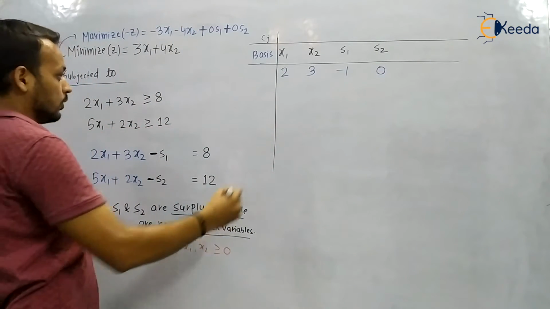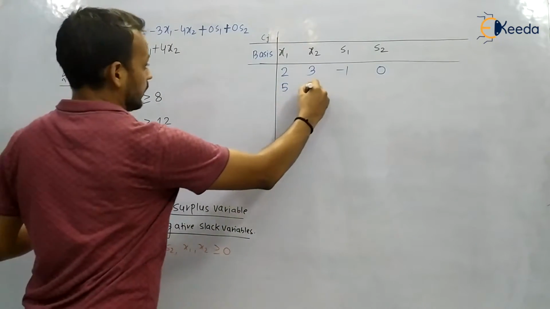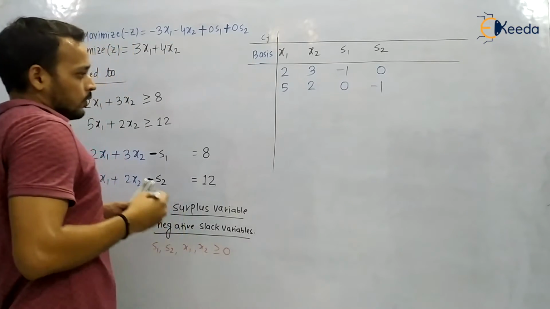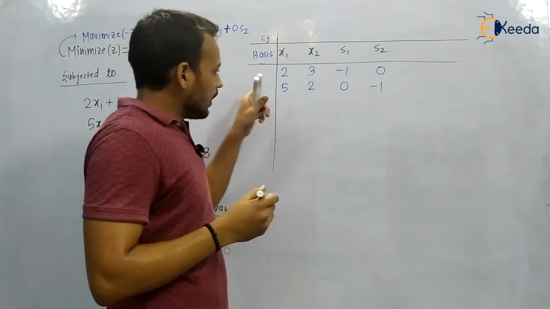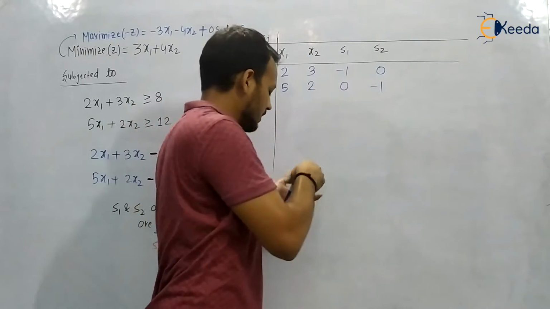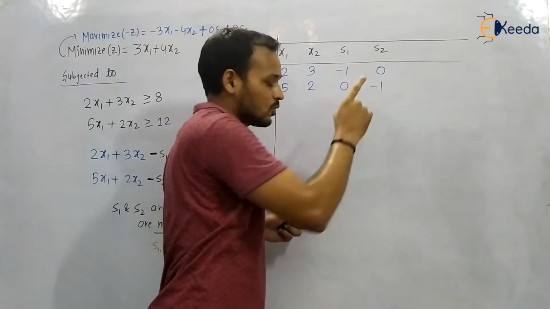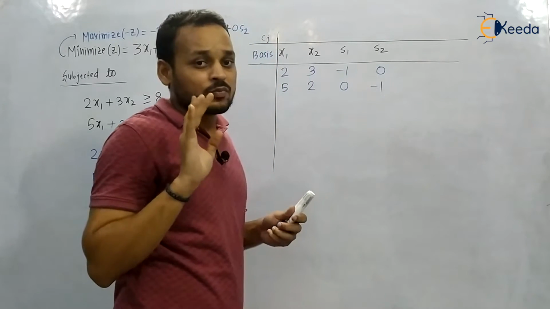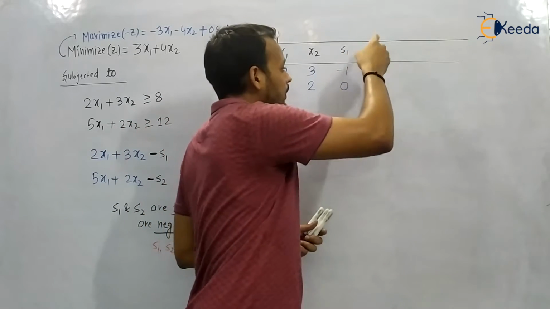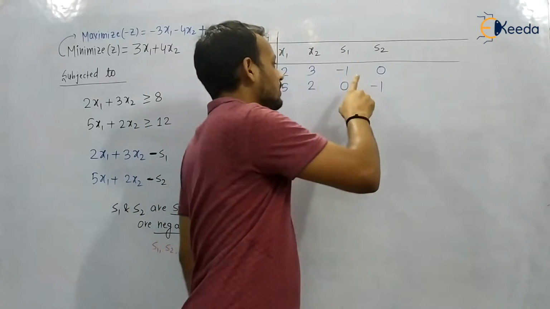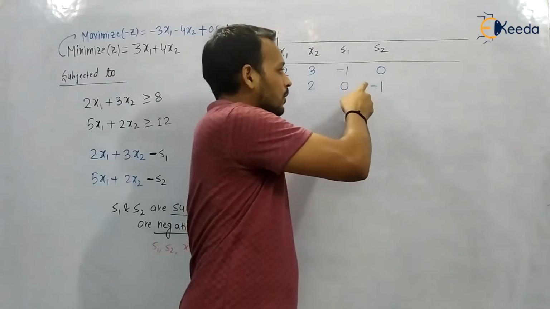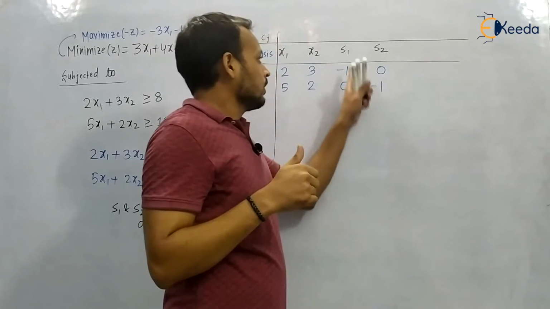Here you can see for x1 it is 5, for x2 it is 2, for s1 it is 0, and for s2 it is -1. Now the basic variables are going to make an identity matrix within the simplex table, you know it. But this is not an identity matrix. Minus is there, so this is not an identity matrix. It means you have to make the identity matrix, and since it is not, s1 and s2 are not the basic variables.